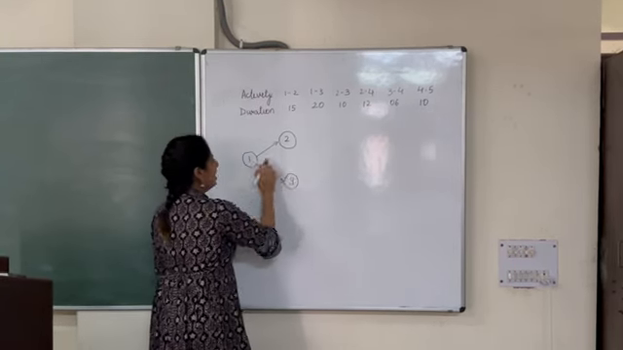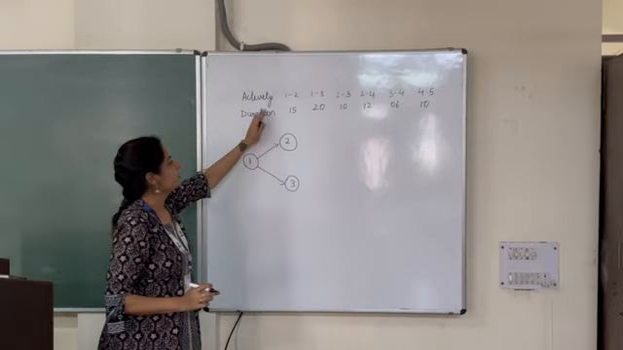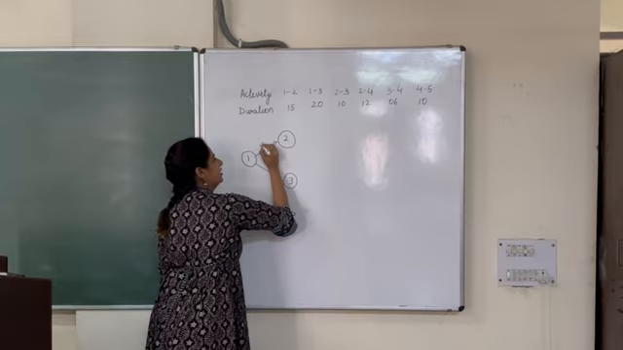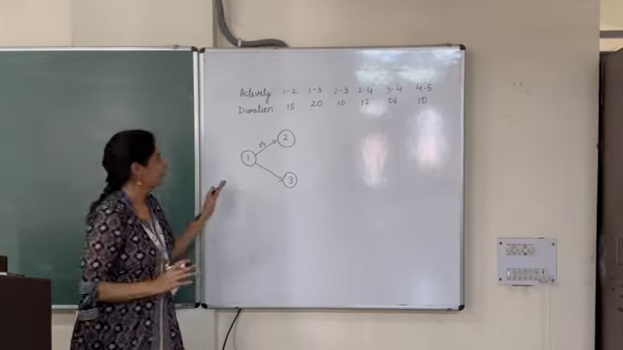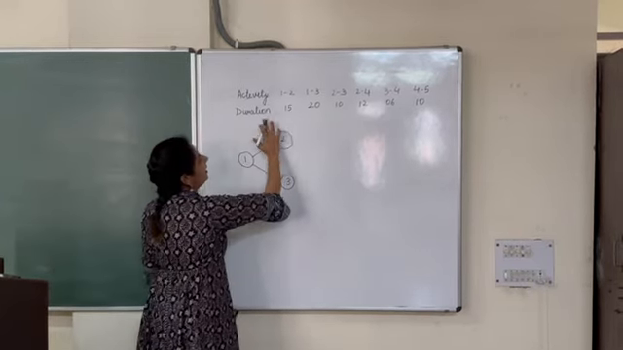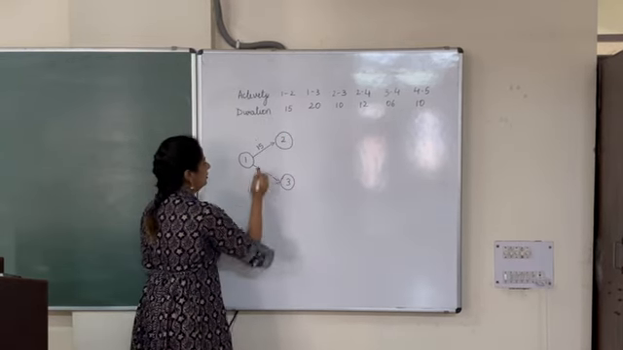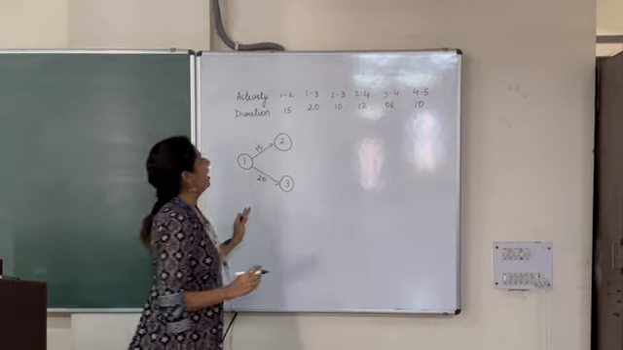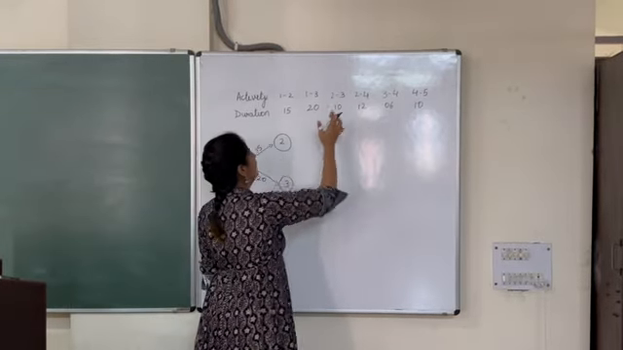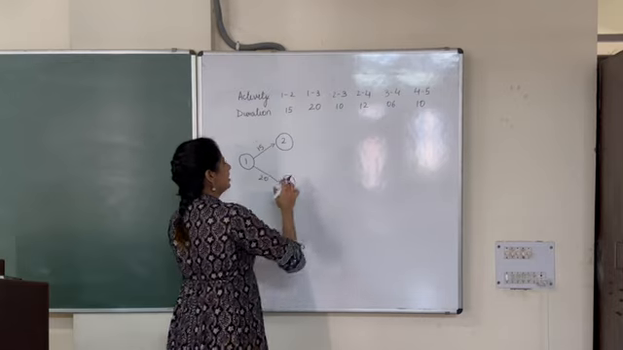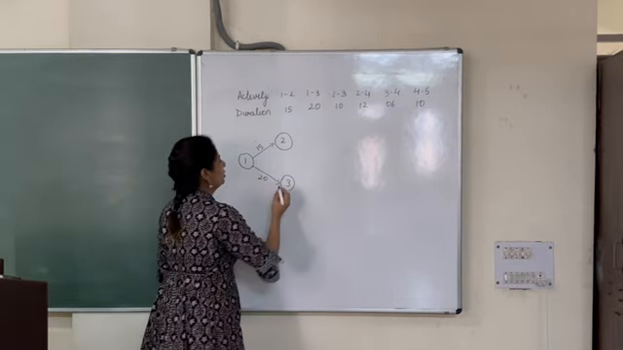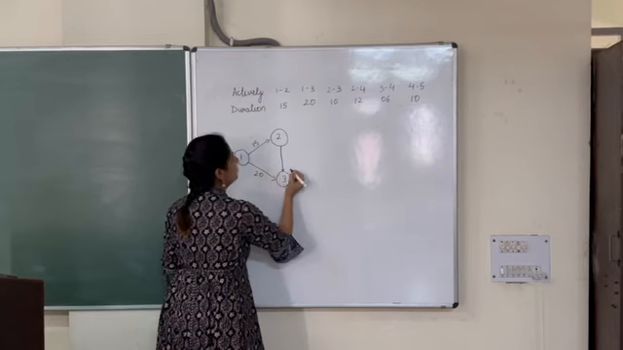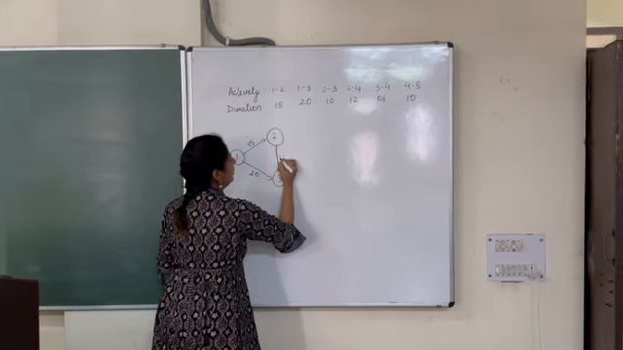The duration mentioned for 1 to 2 is 15. We write the duration here, which is the time taken to complete that particular activity. From 1 to 3, the duration is 20. After that, event 2 and event 3 are also linked, and the duration is 10.